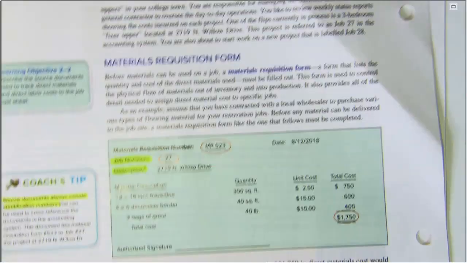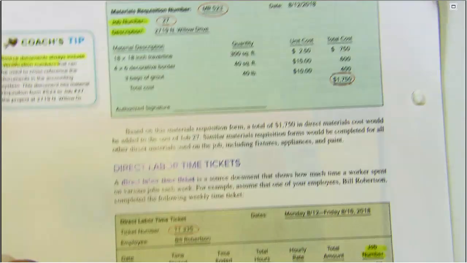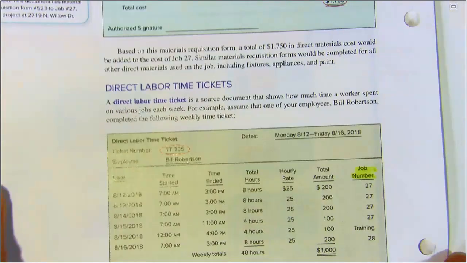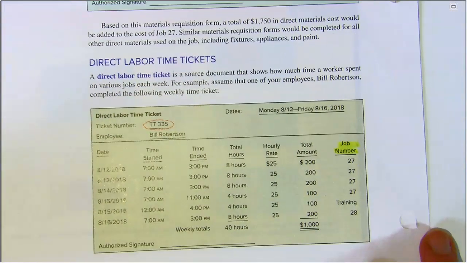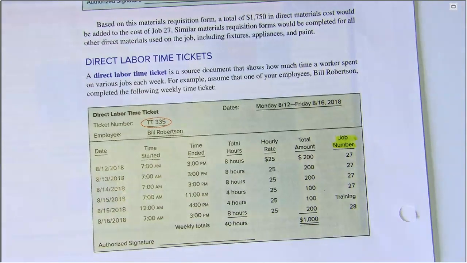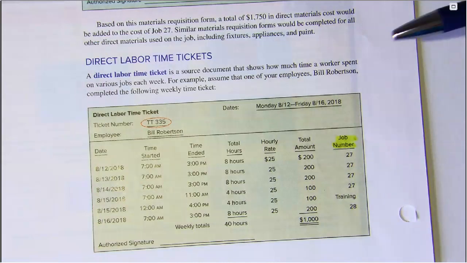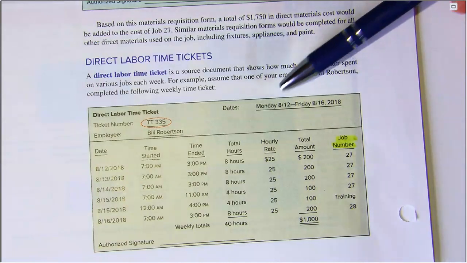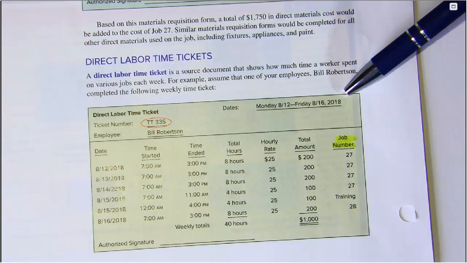Now, what about the labor? Well, here's our direct labor time ticket. This is a source document that shows how much time a worker spends on various jobs each week. So this is for the week of Monday, August 12th through Friday, August 16th.